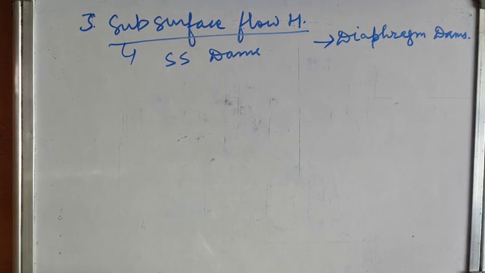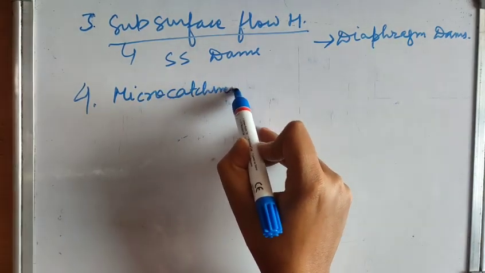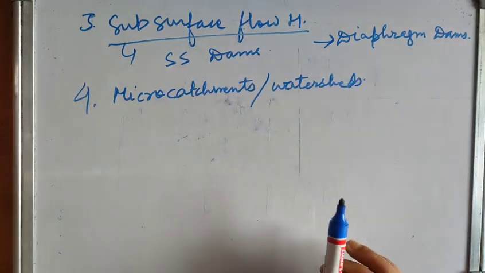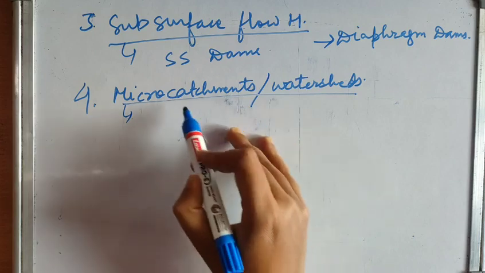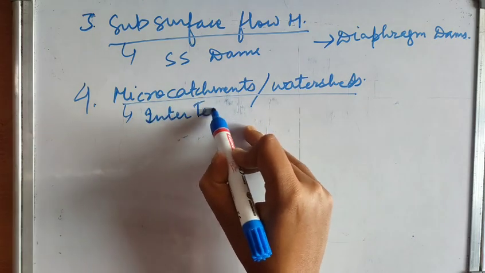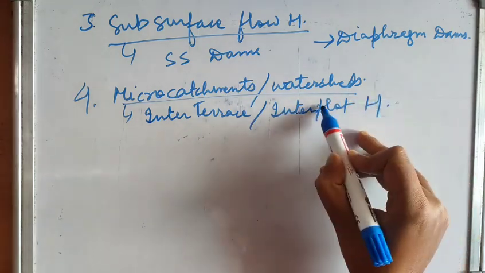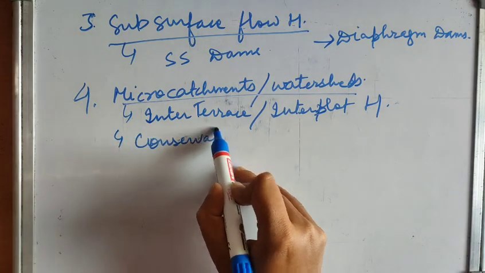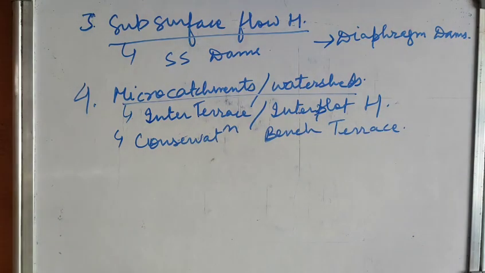Now moving on, we can make micro catchments or water sets. For inter-terrace or inter-plot harvesting, we can make conservation bench terrace.